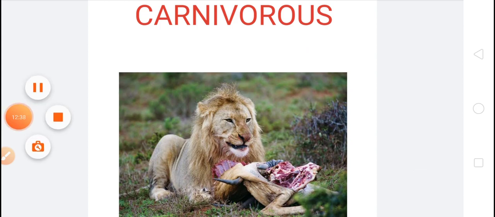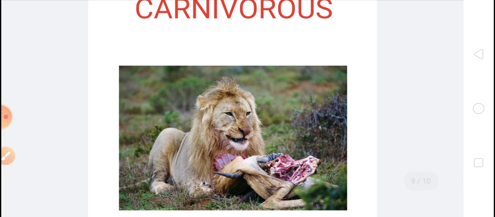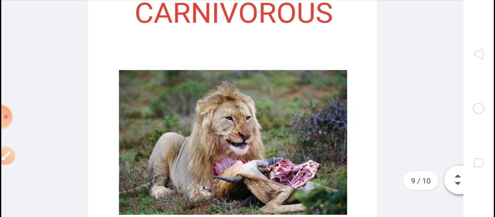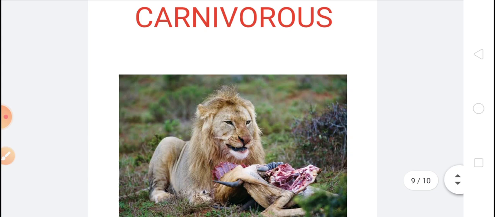Herbivorous animals such as goat, deer, etc. feed on the plants for their food, and the animals which feed on other animals for their food are called carnivores. For example, lion, tiger, these are carnivorous animals. They eat other animals as food.